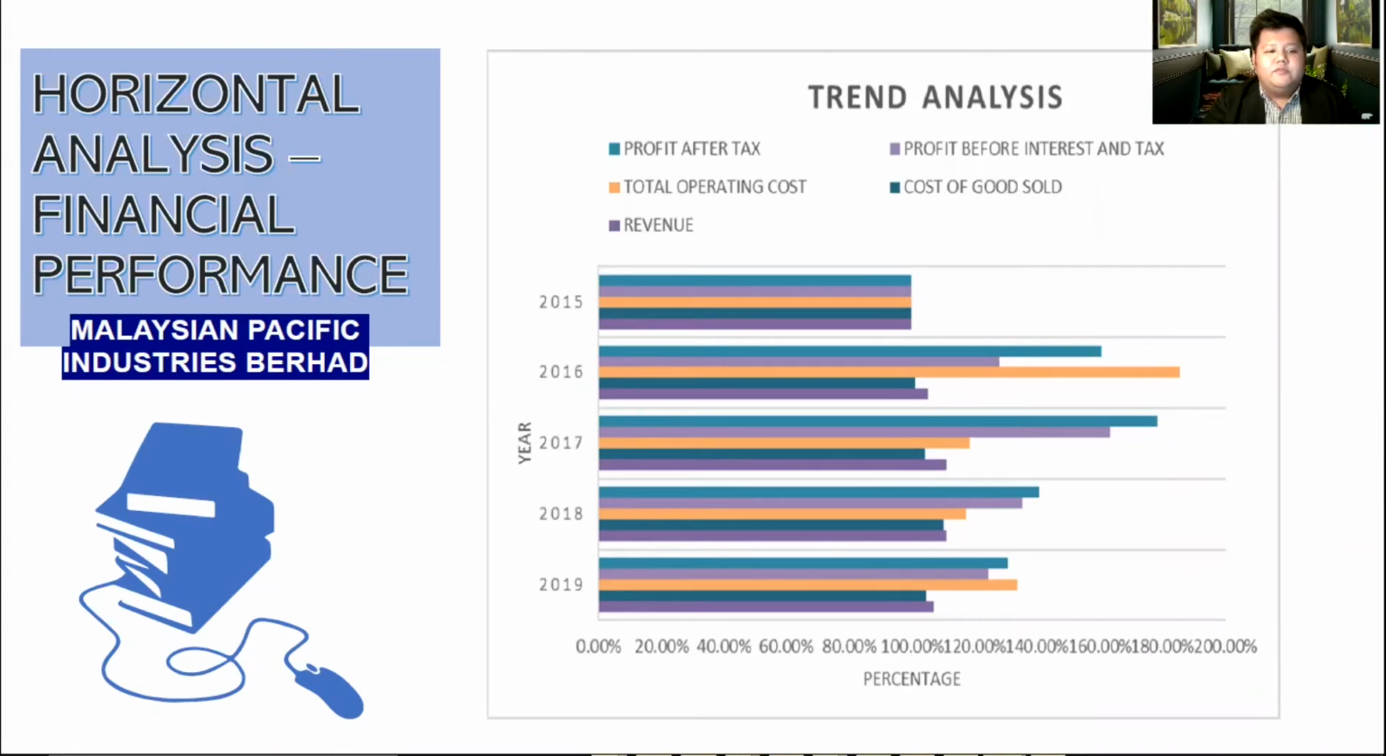So this is the financial performance of Malaysian Pacific Industries Berhad, and this is the trend analysis graph for 5 years, 2015 to 2019. As you can see, the revenue of this company increased year by year. This is because of the high demand for the company's products, which are semiconductor products. And in 2016, it was also due to a better contribution from the Europe market. In 2016, MPI got a project for the Europe market to supply semiconductor products.